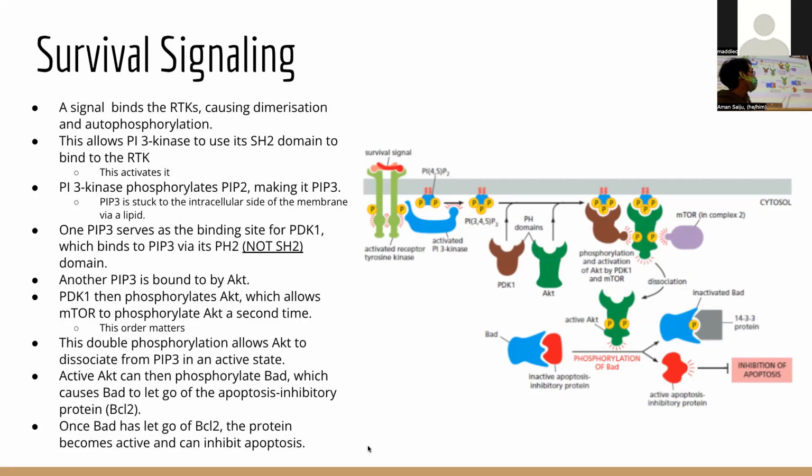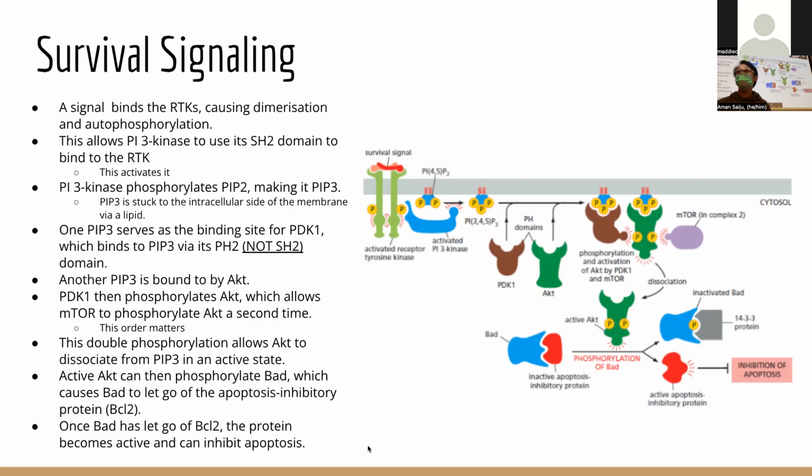The only way to stop BAD from binding onto BCL2 is phosphorylating BAD, right? So in constant activation by survival signals, AKT is continuously active and it continuously phosphorylates BAD. So BAD continuously cannot bind to BCL2 and your cell survives, right? But the second you stop receiving these survival signals, AKT becomes inactive, BAD reverts to its unphosphorylated form, it sequesters BCL2 and your cell dies in the absence of survival signals.